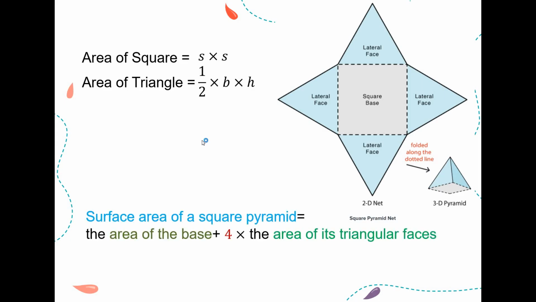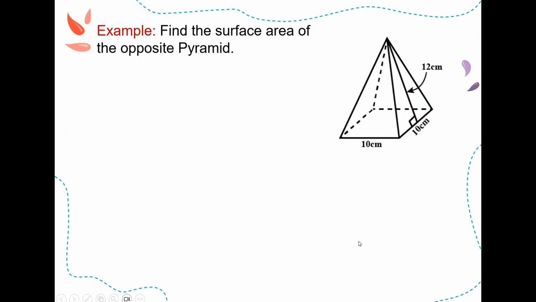So if I want to find the surface area of the square pyramid, it will be what? It will be the area of the base. I have just one base here, looks like a square. And how many triangles here? 1, 2, 3, 4. So I will add the area of the base plus 4 times the area of the triangular faces. Let's find an example here to know how we can solve it.